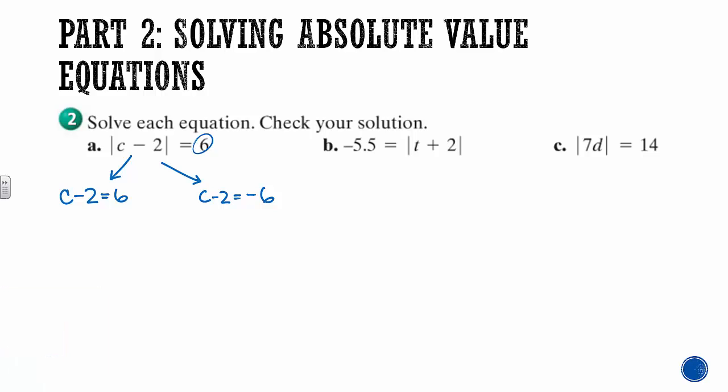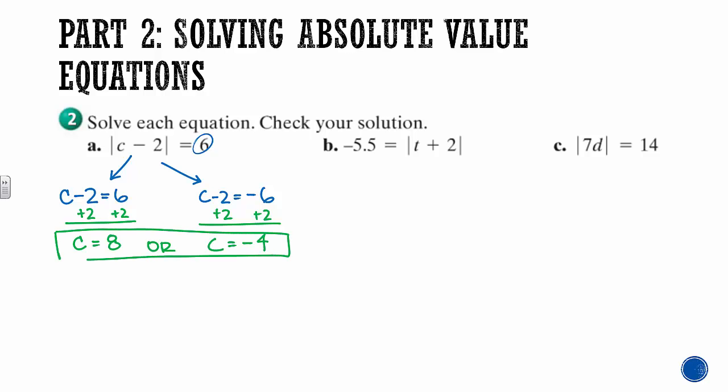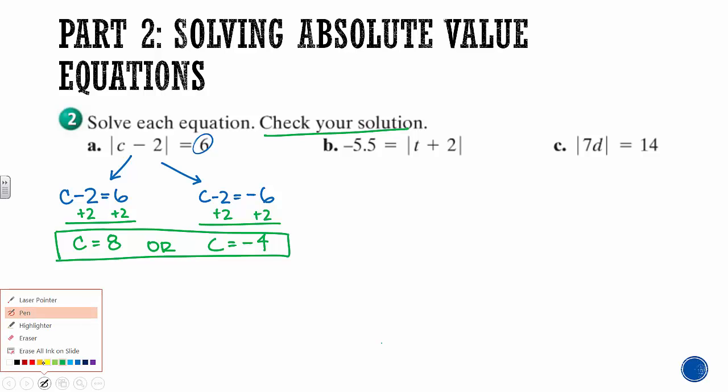And this is kind of like the compound inequalities. You're just solving 2 different equations, and you're going to get 2 different answers. And then these are your 2 possibilities. C could be 8, or C could be negative 4. And with these, the awesome thing is we can check our solution. So let's plug it in.